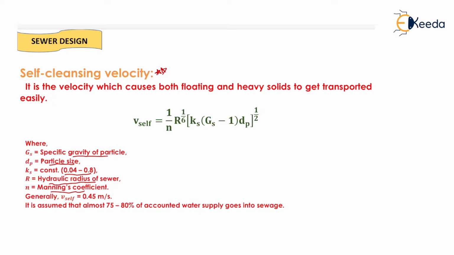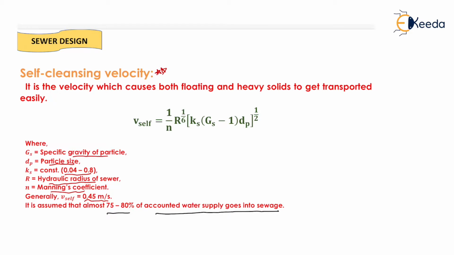Generally, the self-cleansing velocity will be equal to 0.45 meter per second, and it is assumed that almost 75 to 80% of accounted water supplies goes into sewage, which is a very large amount. Okay, now that will be the self-cleansing velocity.